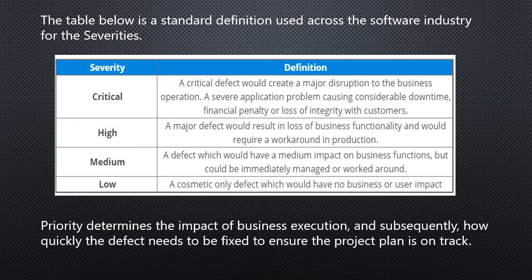Medium. A defect which would have a medium impact on business functions but could be immediately managed or worked around. Low. A cosmetic-only defect which would have no business or user impact. Priority determines the impact on business execution and subsequently how quickly the defect needs to be fixed to ensure the project plan is on track.